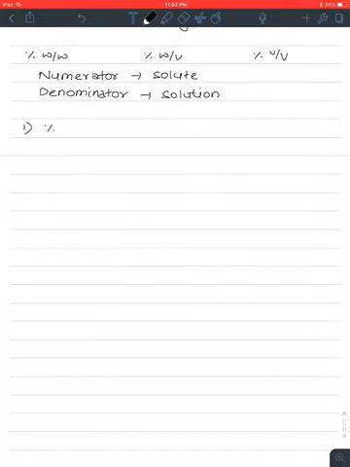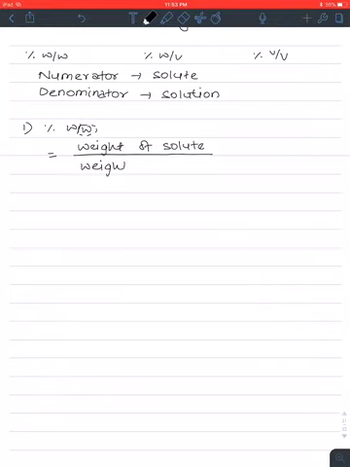Like first is percentage weight by weight. So both are weight, so it will be what? Numerator solute, so weight of solute, upon denominator again it is weight, so it is weight of solution. And if I'm calculating percentage, we have to multiply this by 100. So weight of solute by weight of solution into 100, that will give me percentage weight by weight.